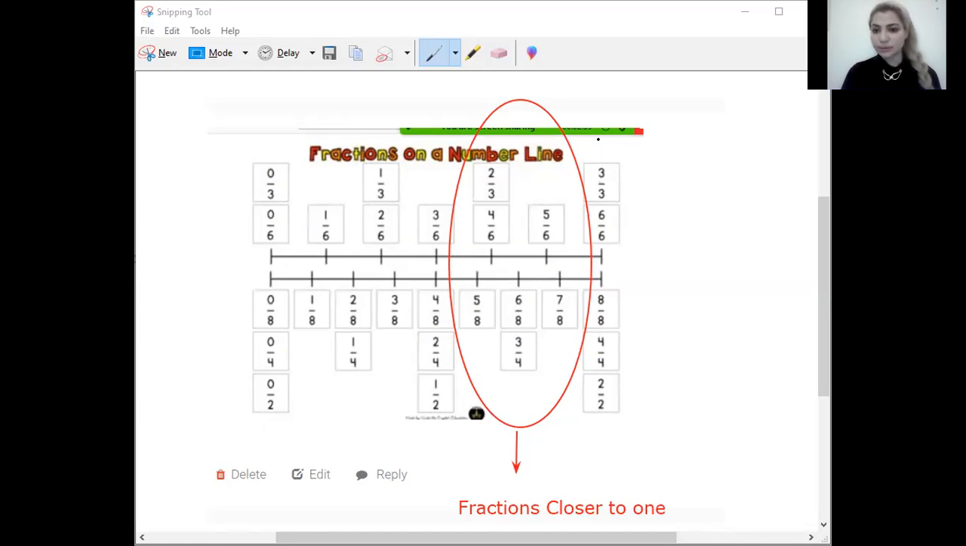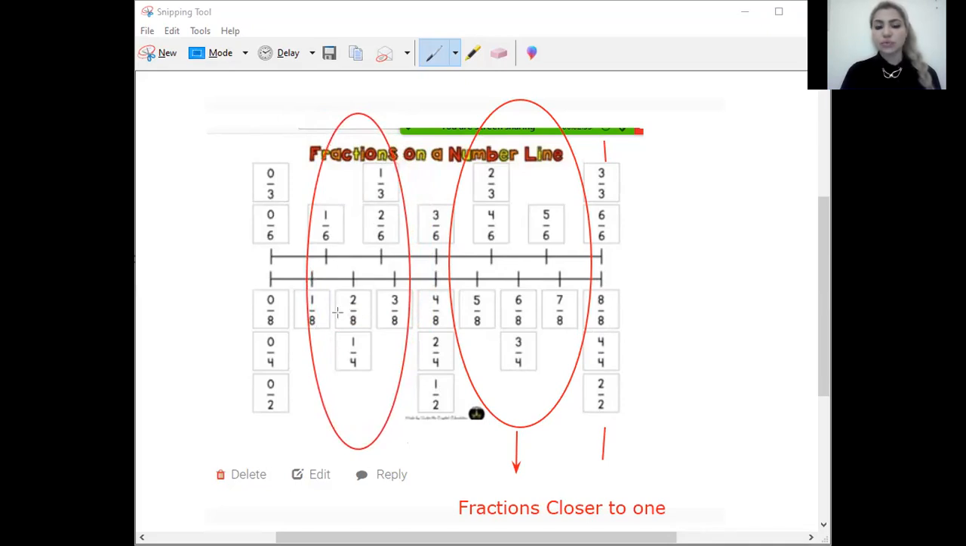Here is the 1. What are the fractions closer to 1? Here is the 1. 3 out of 3 is the 1. 6 out of 6 is the 1. 2 out of 2 is the 1. And here are the fractions closer to 1. And here are the fractions closer to 0.